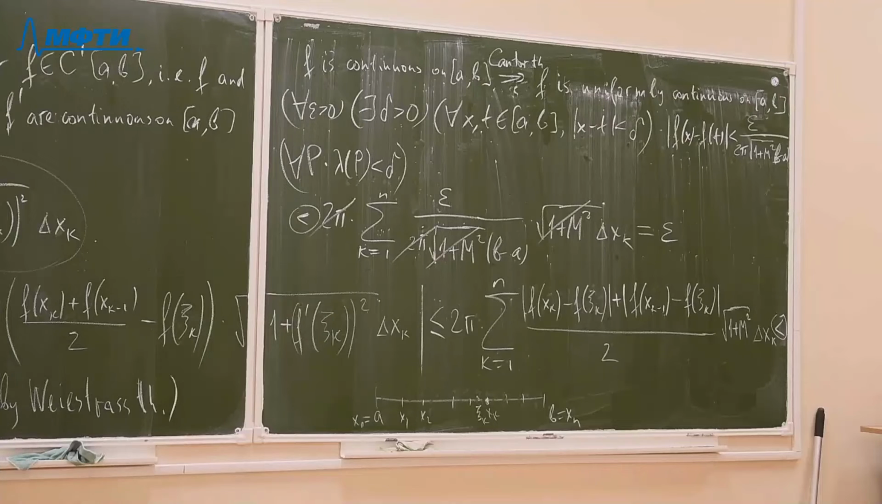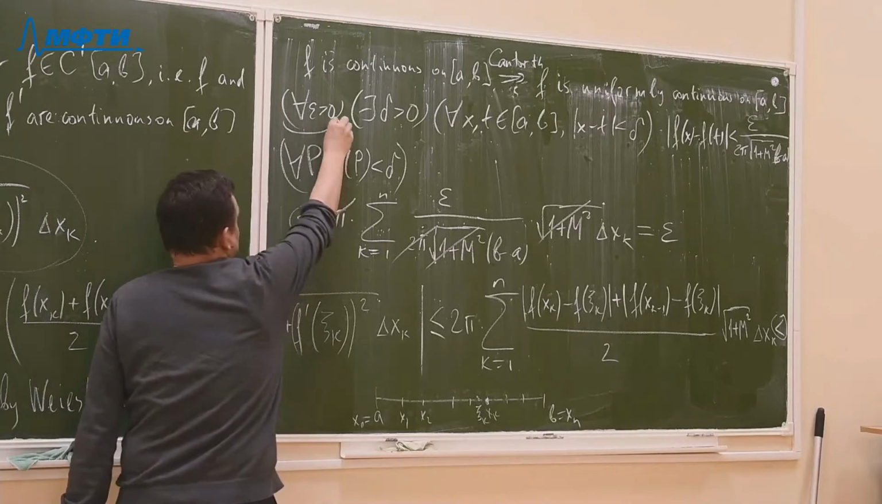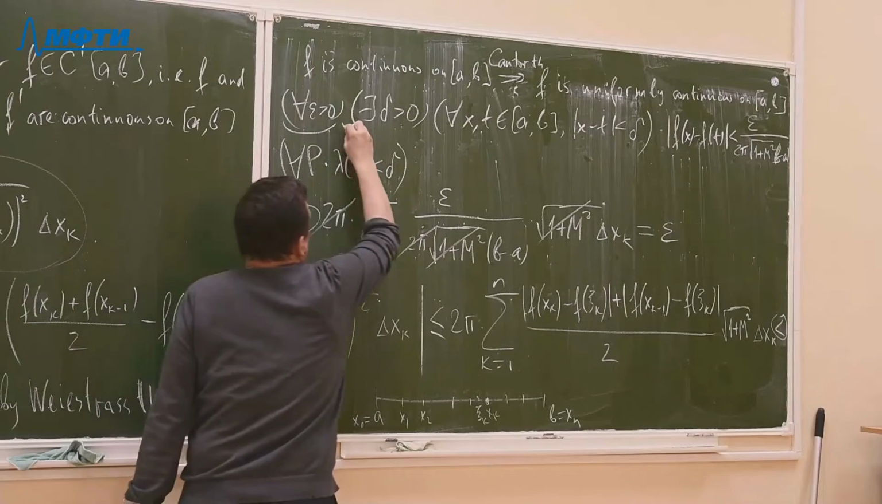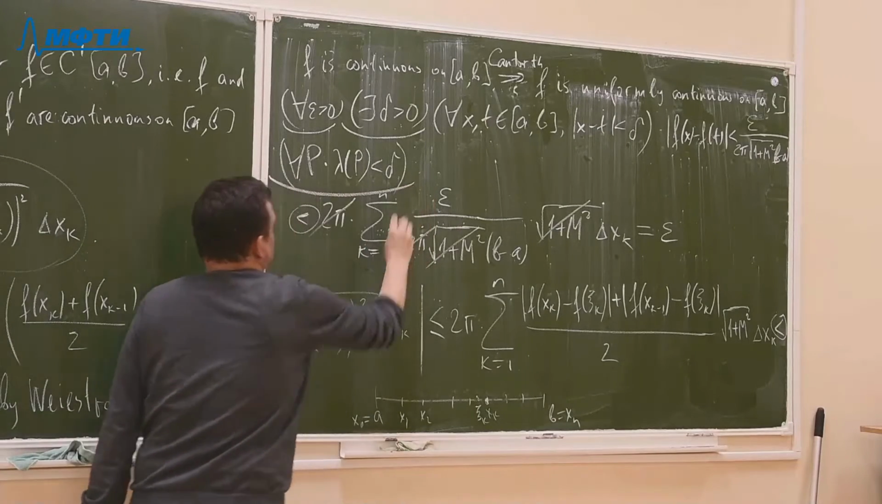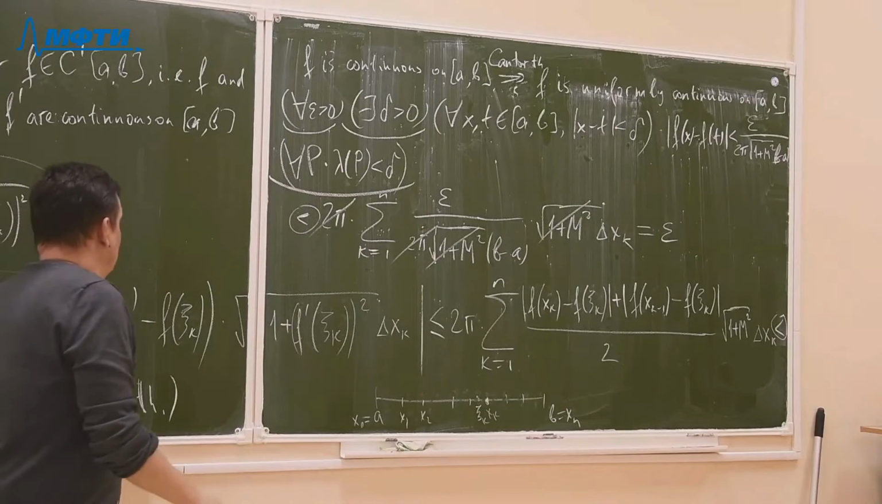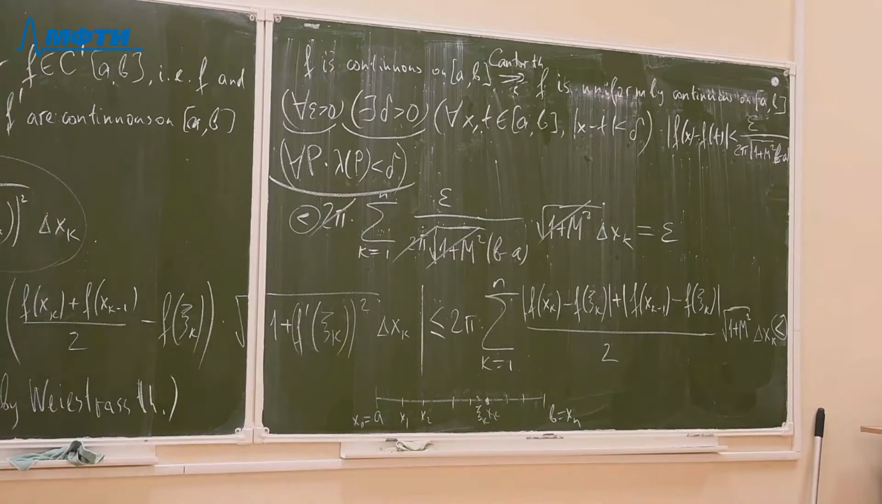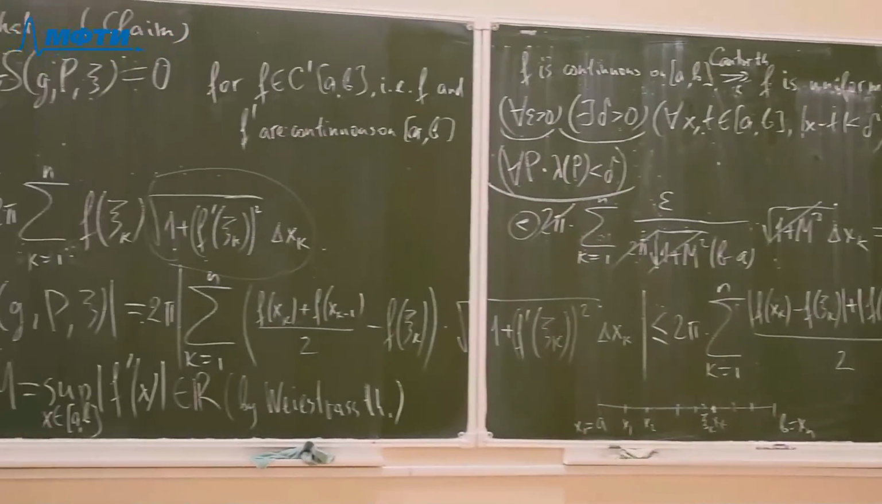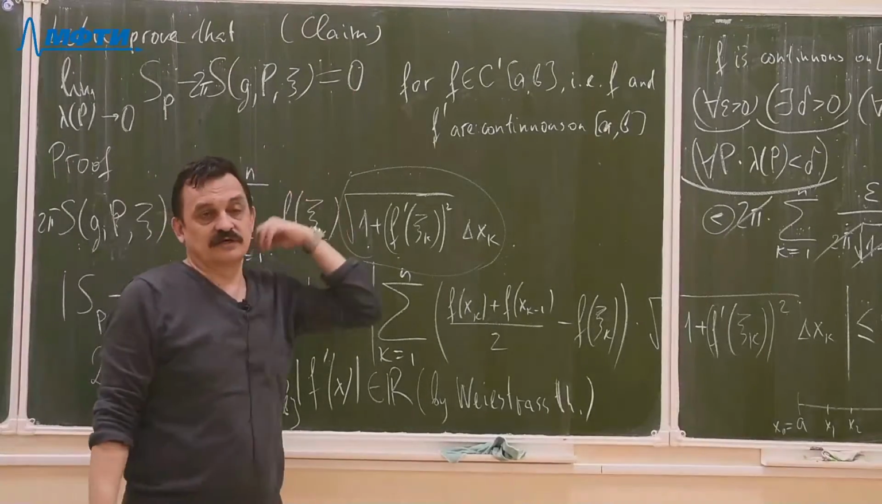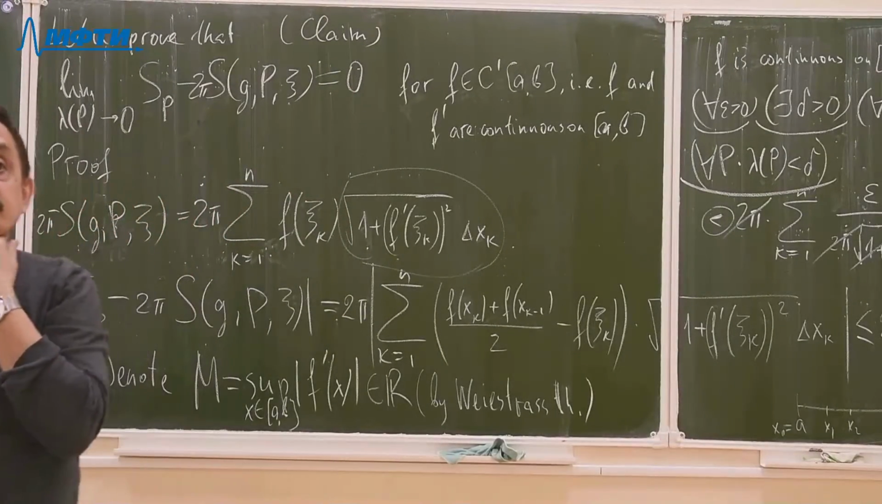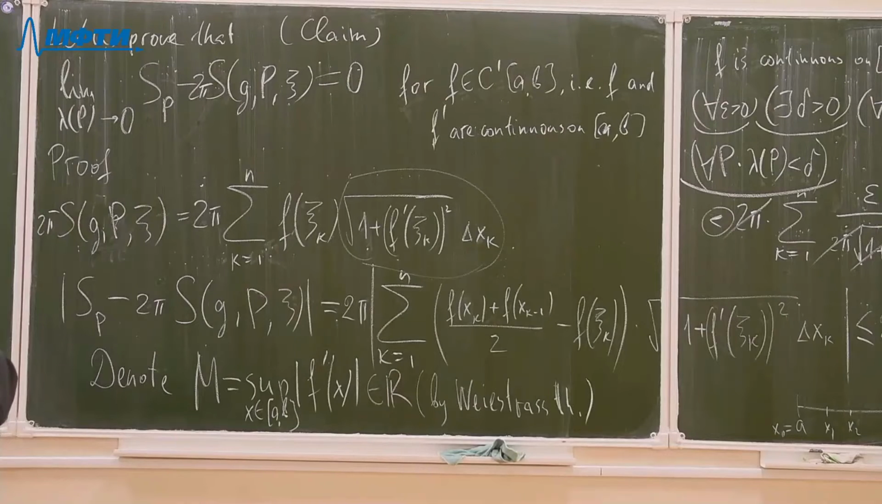So look, I took arbitrary epsilon greater than 0, and we indicate delta greater than 0 such that for all partitions, what we have is that this limit is equal to 0, right? So the claim is proved.